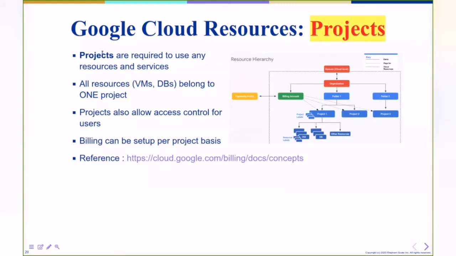So projects are basically, you need a project in Google Cloud to use anything. Every resource you can think of, whether it's a database, virtual machine, queue system, whatever, belongs to a project. So we're at the project level right now, and this is the very important thing: you need to have a project in order to be able to create this.